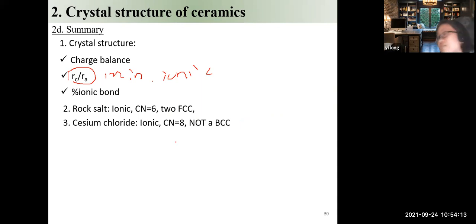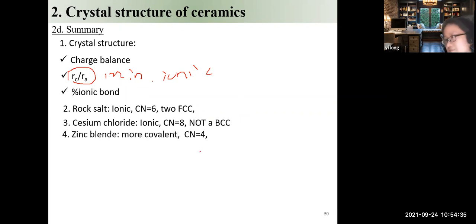And also we have learned the cesium chloride, right? Cesium chloride, again, very ionic. And also the RC over RA is so high. I think it's 0.94, right? So it's even close to 1 already. So its coordination number is 8 according to that table. So it is not the BCC. It looks like a BCC, but it's not a BCC. Use BCC to remember.